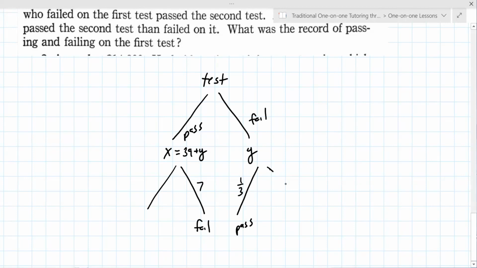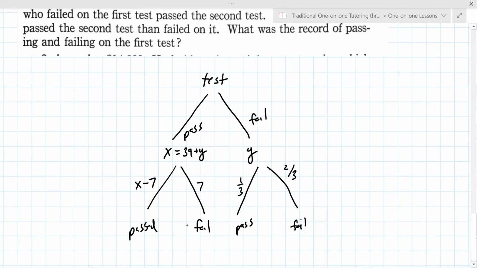See, okay, so 2/3 failed it over here. Hopefully that's okay. And then on this next one, 7 who had passed the first test failed. So the rest passed it. So we don't know how many this is, but it's 7 less. It's x minus 7, I guess, is one way to do it.